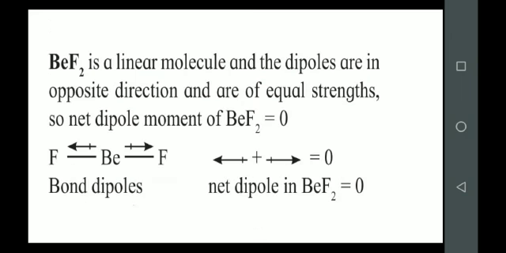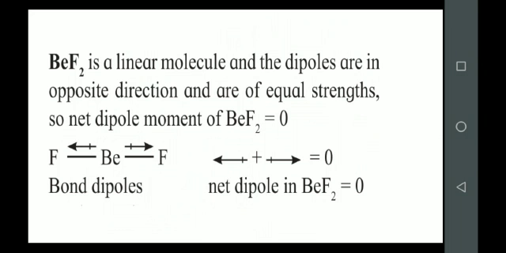Let's take the example of beryllium difluoride, BeF2. Let's look at the shape of BeF2. It is a linear molecule, having a 180-degree angle between F-Be-F. Here beryllium has a single bond with two fluorine atoms. The two fluorine atoms are directed in opposite directions. You can see one fluorine is on one side, the other is on the other side.